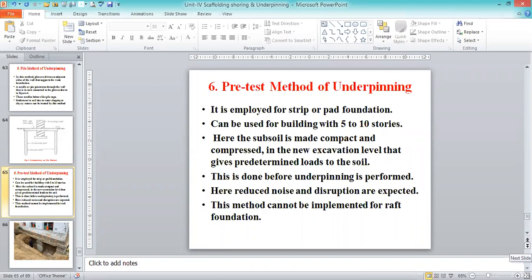Here the subsoil is made compact and compressed in the new excavation level that gives predetermined loads to the soil. This is done before underpinning is performed. Here reduced noise and disruption is expected. This method cannot be implemented for raft foundation.